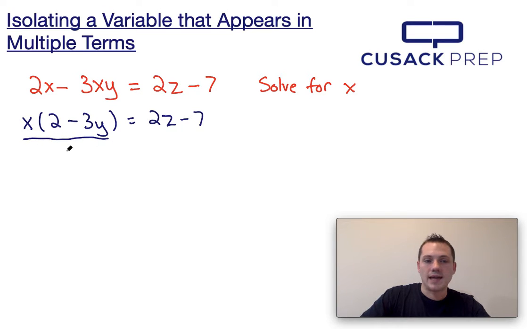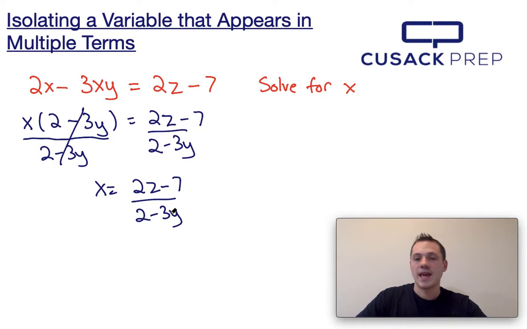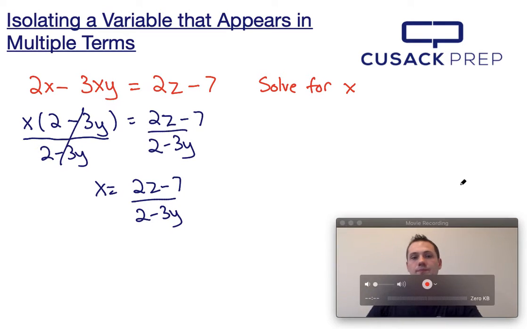Now I can go ahead and divide both sides by 2 minus 3y. And I see that I come up with my final answer, that x is equal to 2z minus 7 over 2 minus 3y. And now x is completely alone.